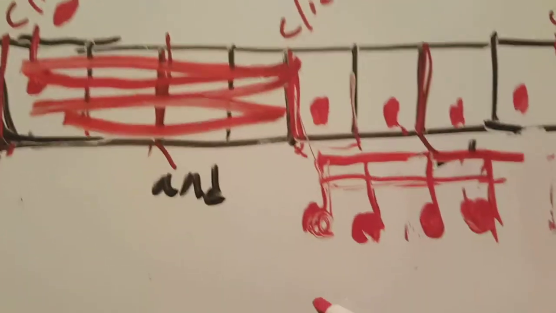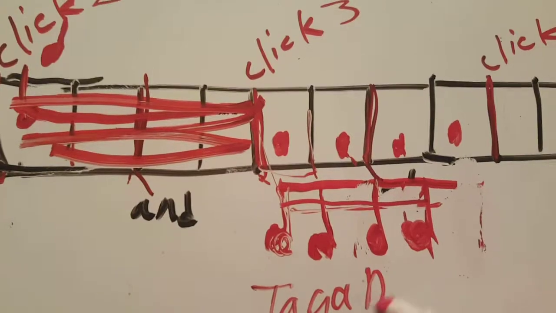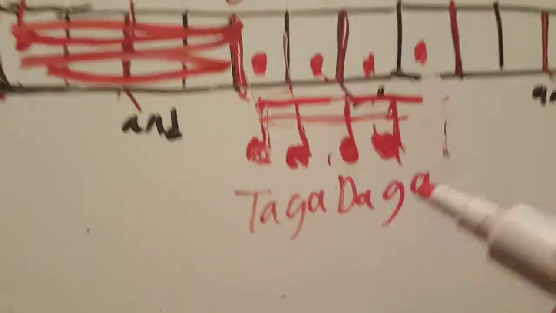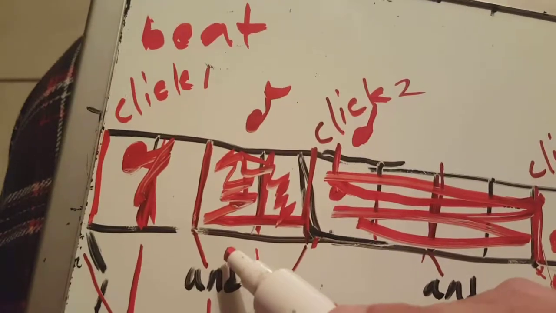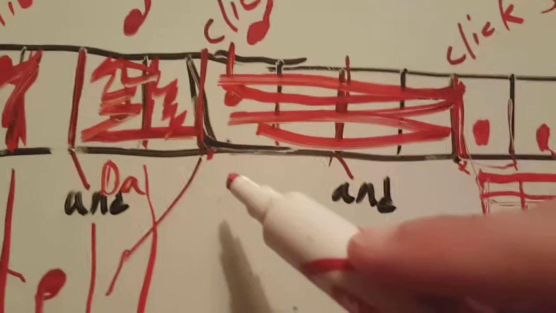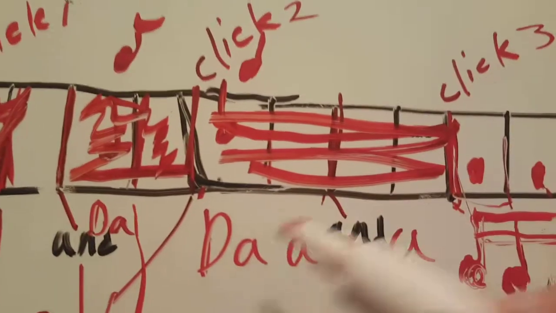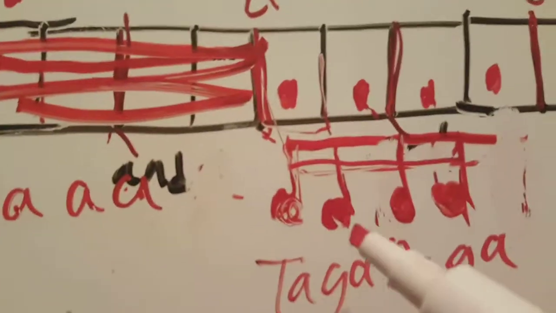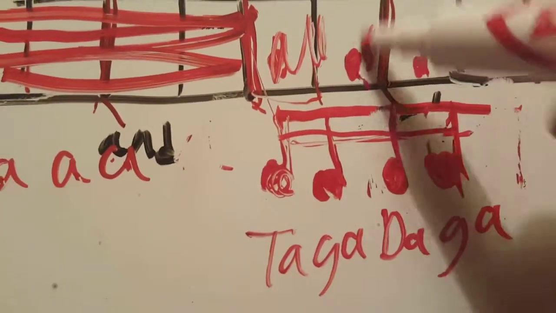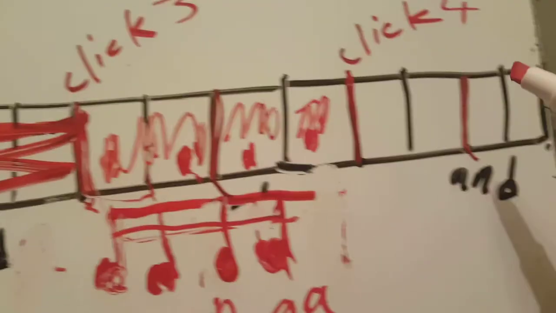The way to sound that out would be ta, ga, da, ga. So now we're going into syllables on how to play it. So you would say rest, da, da. You'd hold this out. So da, or da, and then you would play each note. Ta, ga, da, ga.